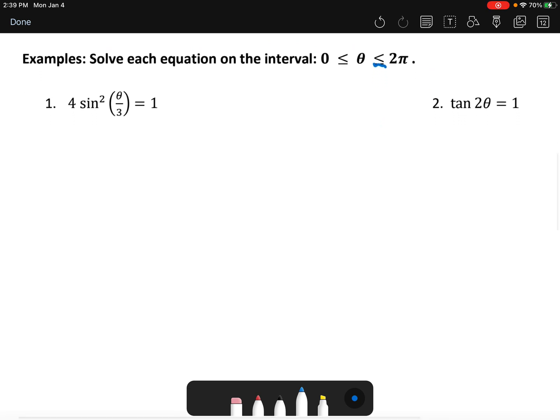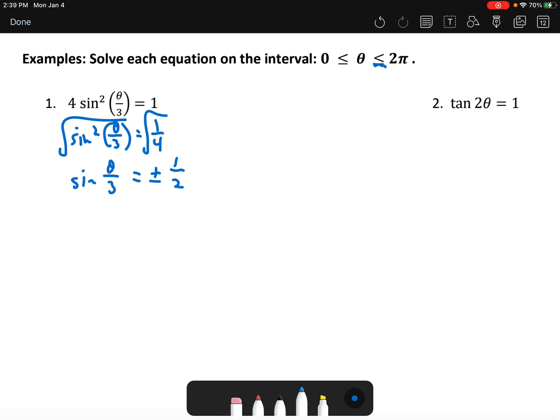Pretty much. Now here's a couple problems that may be a little more difficult. 4 sine squared theta over 3 equals 1. Well, let's just solve this like we normally would. We divide by 4. Okay, that's 1/4. We take the square root, right? So we'd get the sine of theta over 3 equals ±1/2. Say what? Yep. Square root of 1 is 1, square root of 4 is 2, and since we did the square root of both sides, we have to do the plus or minus. Now this theta over 3 can't be dealt with yet until we take the inverse sine.